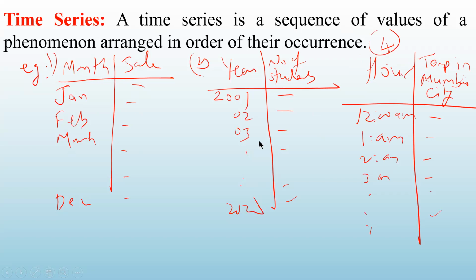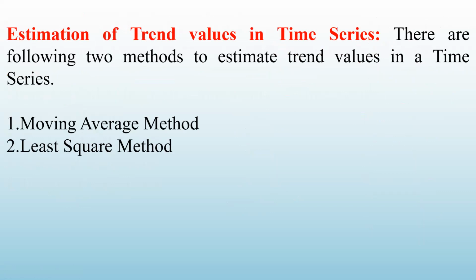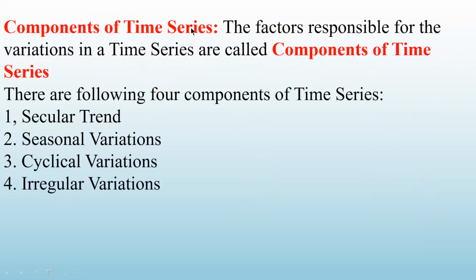Now, why do we want to study time series? The analysis of time series is required for making future predictions or for forecasting, so that proper strategies can be planned. Now, there are various factors which are responsible for the values in the time series. So these are called components of the time series. So what are the components of time series? The factors responsible for the variations in the values of the time series are called components of the time series. There are the following 4 components of the time series.